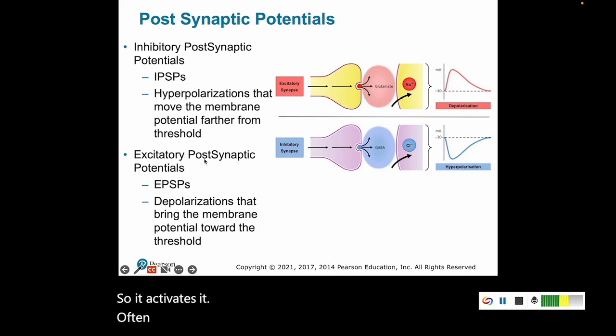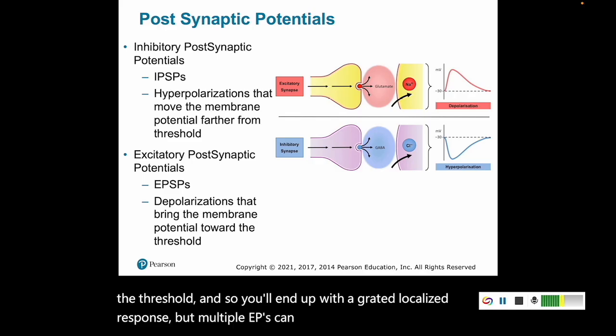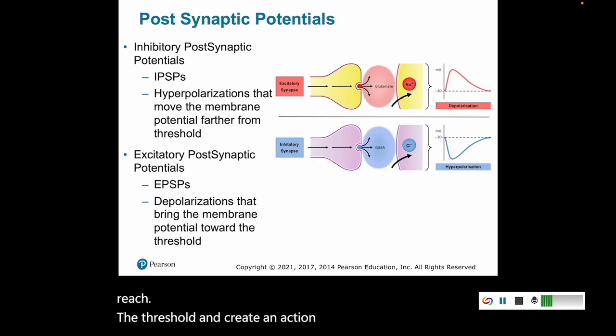Often one excitatory postsynaptic potential is not enough to reach the threshold, and so you'll end up with a graded, localized response. But multiple EPSPs can push that cell to reach the threshold and create an action potential.